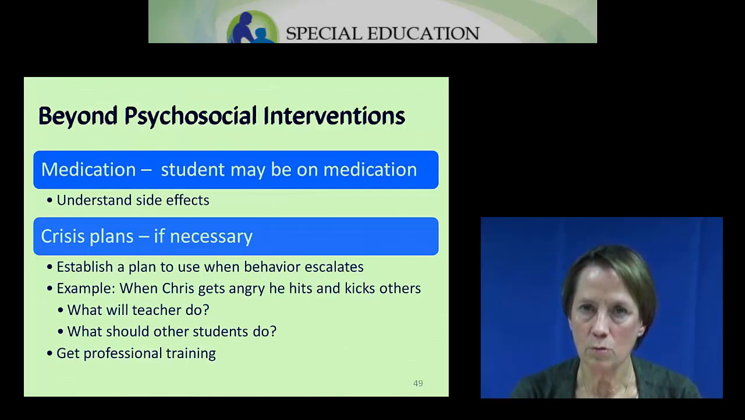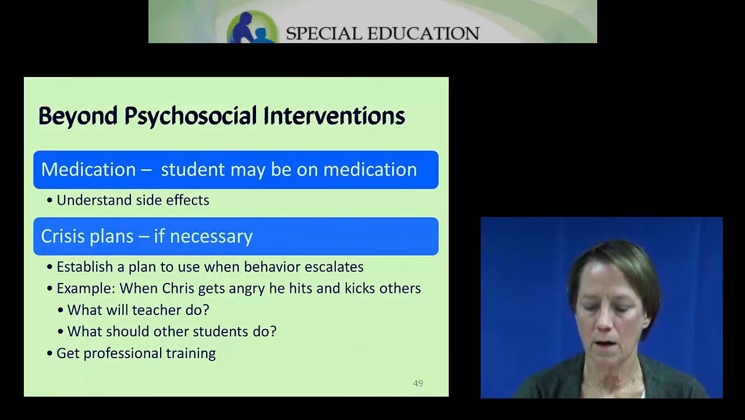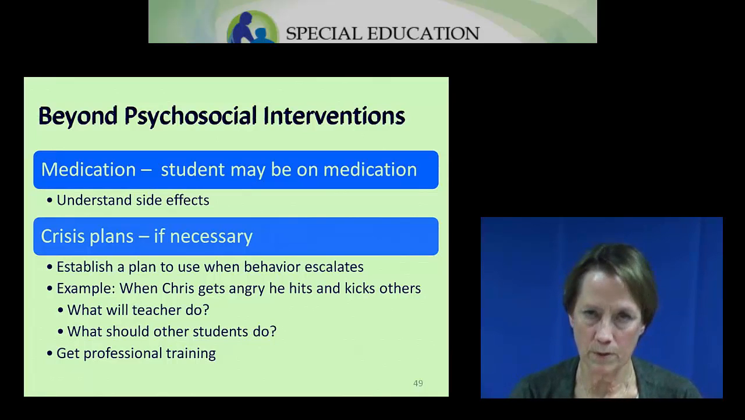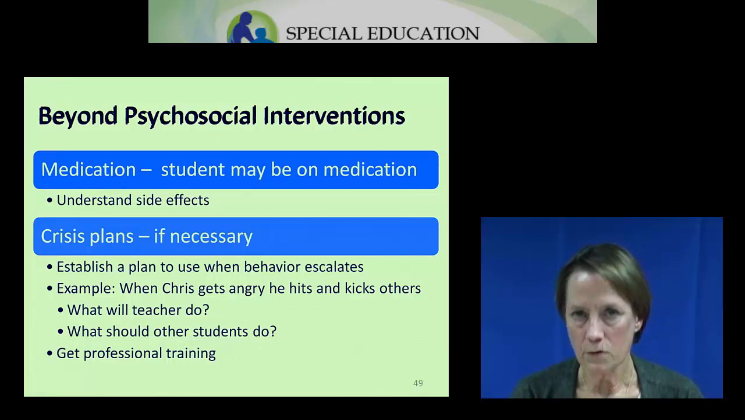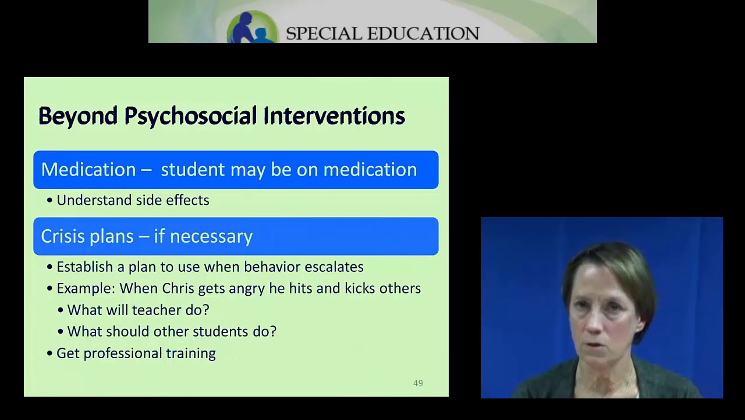I'd like to make 2 additional points here about interventions that go beyond the psychosocial interventions that we've been talking about today. First of all, it's important to remember that many students after TBI are on medication. So we're going to want to be aware of this. We're going to want to think about the side effects, and we need to communicate with families to be sure that we understand any changes in medication.